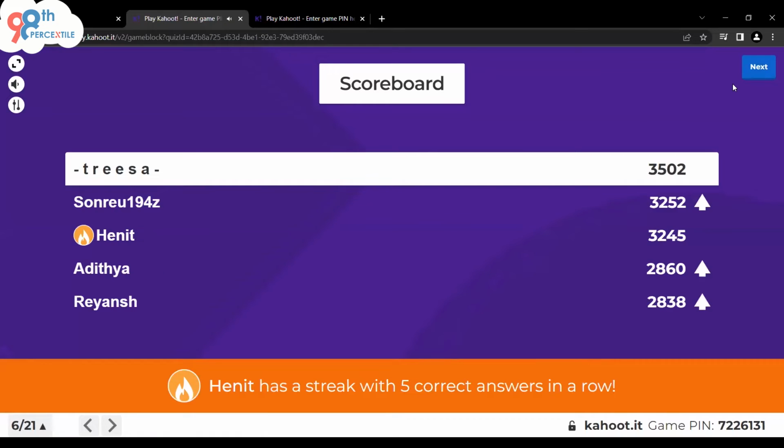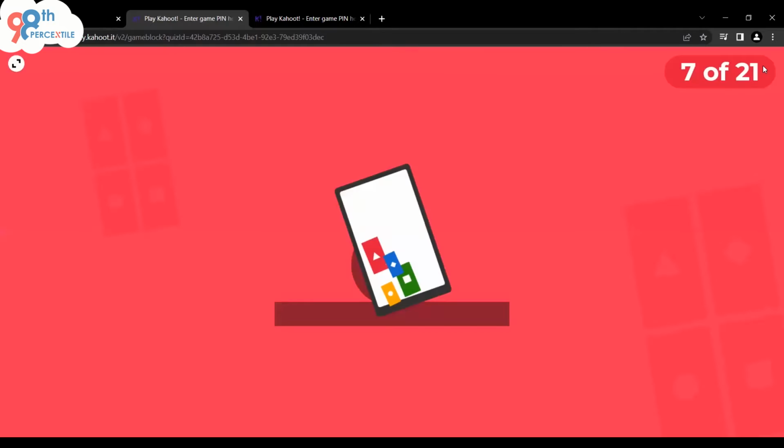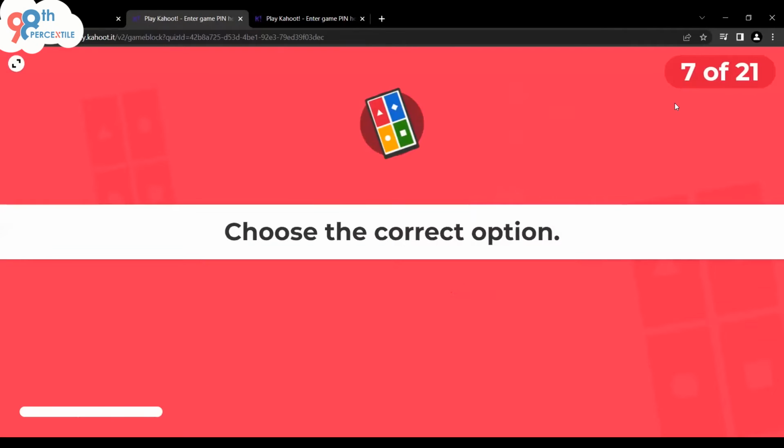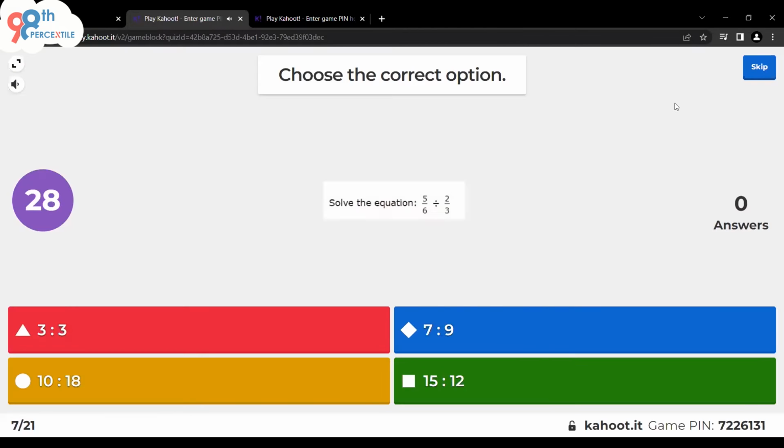Okay, so the same people maintaining their positions. Sonri went ahead and switching their positions a little bit. But nevertheless, moving on to the 7th one. Try and find the answer for this, everyone, please.